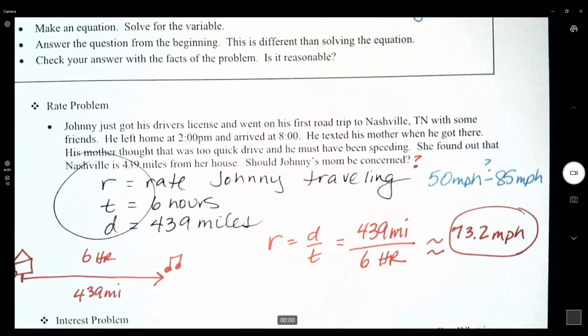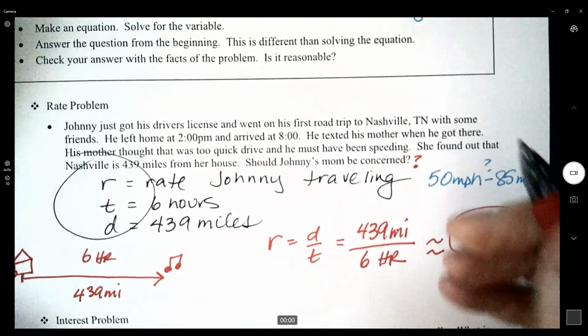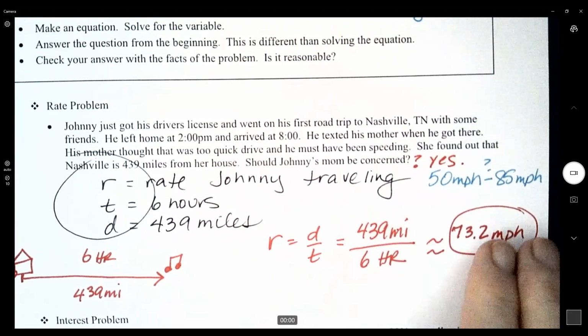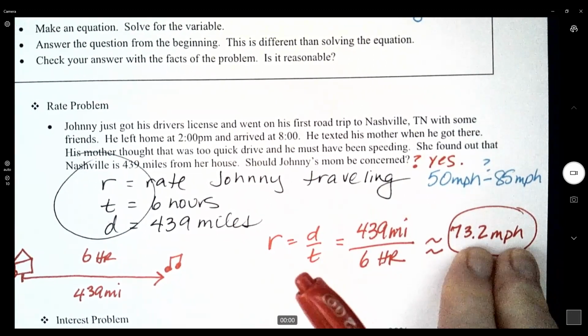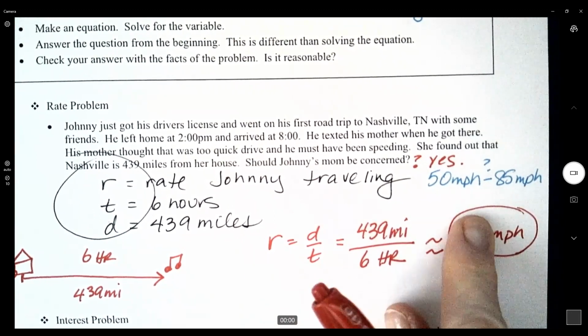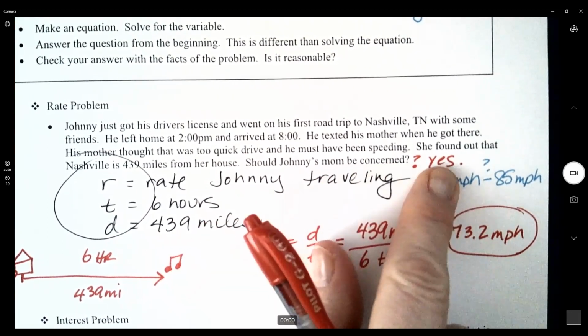I guess this answer would depend on what the average speed limit was on the way down there. Regardless, 73 probably is speeding. So yes, Johnny's mom should be concerned. This is an average speed, which includes stops, potty breaks, gas breaks, and so on. If the average is already above the speed limit, I think Johnny's mom should be concerned.